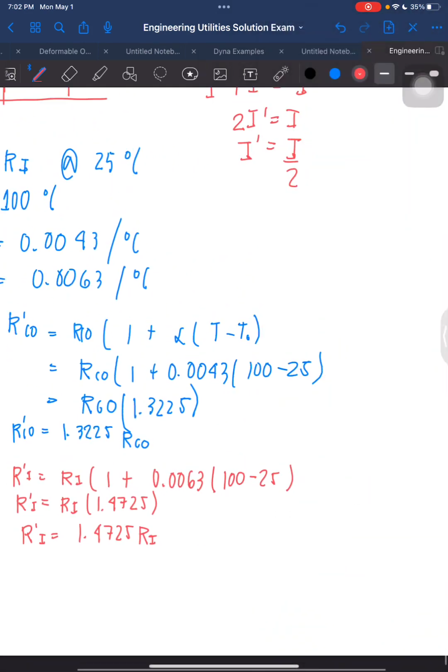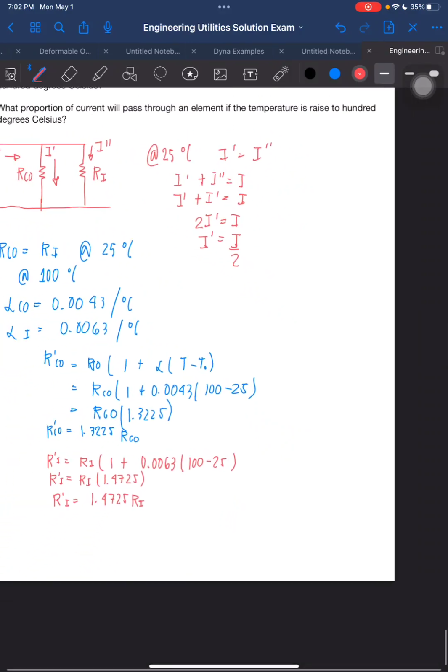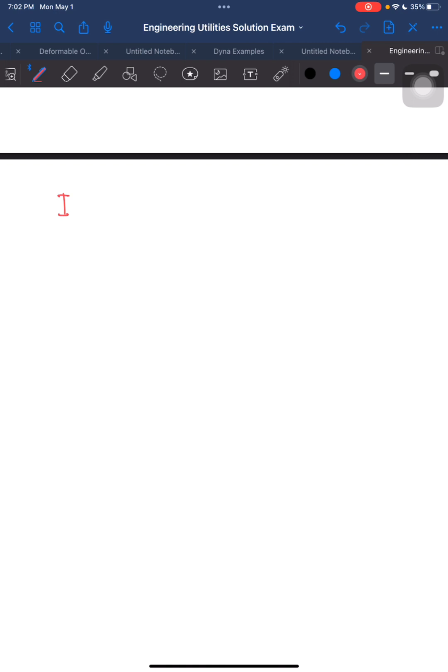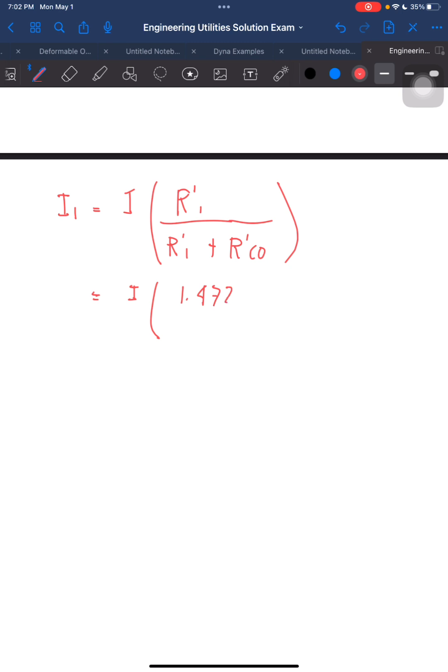So, ito naman tayo sa I1 is equal to I times R prime over R prime iron plus R prime copper, is equal to I times 1.4725 over 1.47.